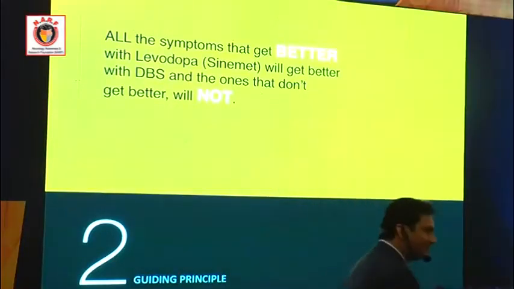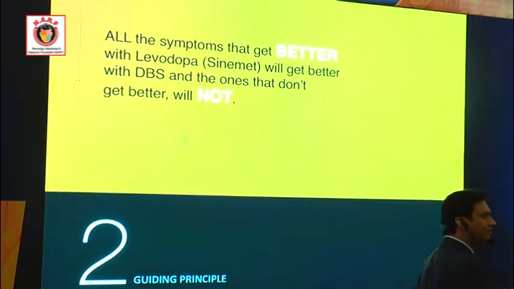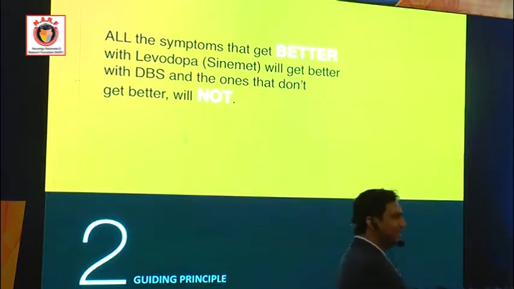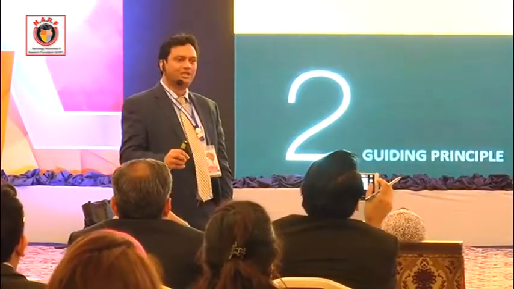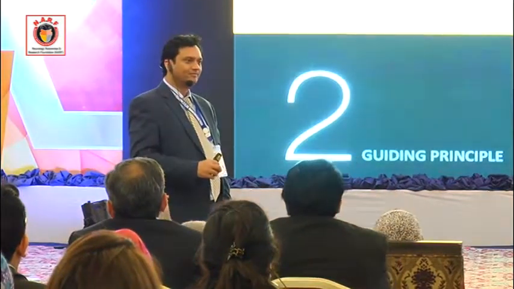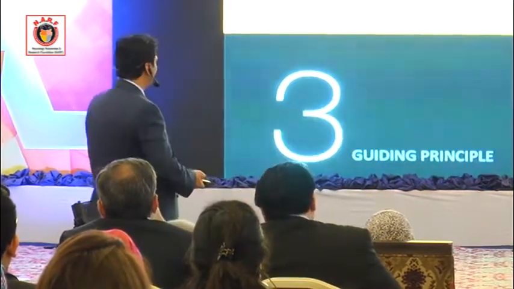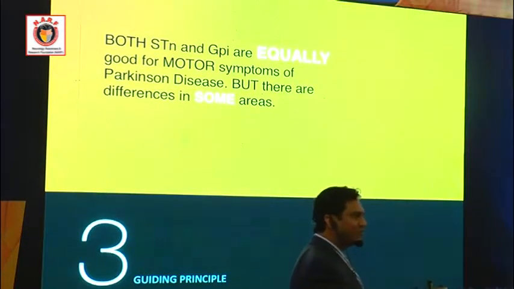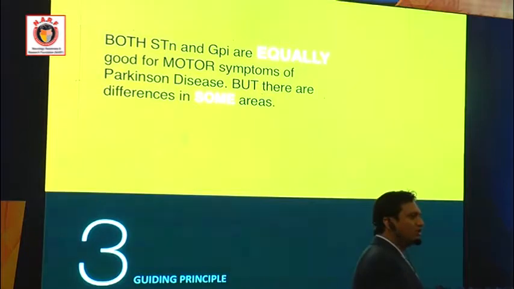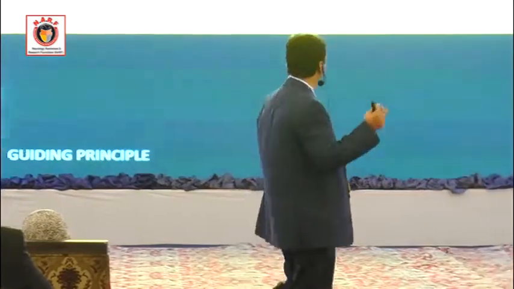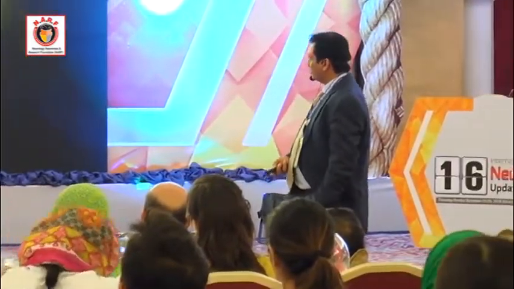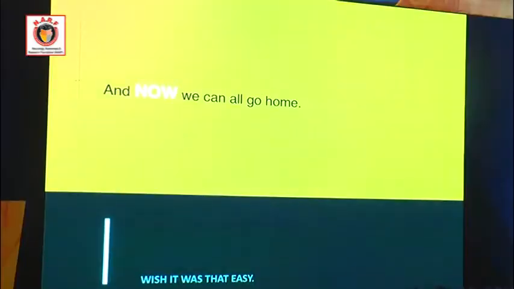Number 2, all the symptoms that get better with Sinemet or levodopa will get better with DBS, and the ones that do not get better with levodopa will not get better with DBS. Okay? And number 3, both STN and GPi, the 2 commonly used targets, are equally good for motor symptoms. So yes, target selection may be important, but maybe in most patients it will not be important. There are differences in some areas, and I will highlight some of those, but both of them work for motor symptoms of Parkinson's disease. Very good. So now we can all go home. We know which patients to go and get DBS done, right? I wish it was that simple.